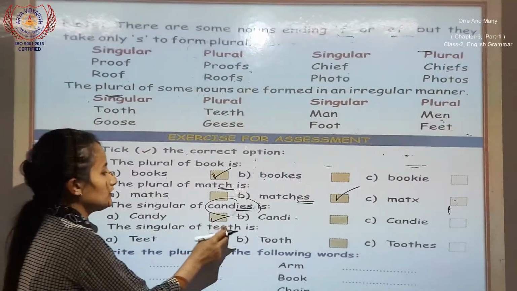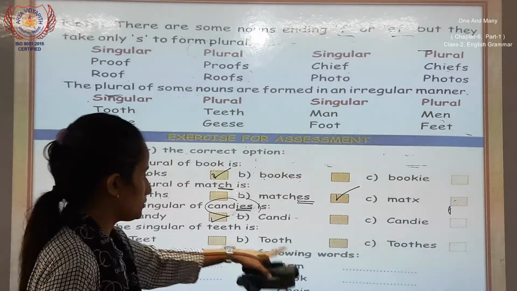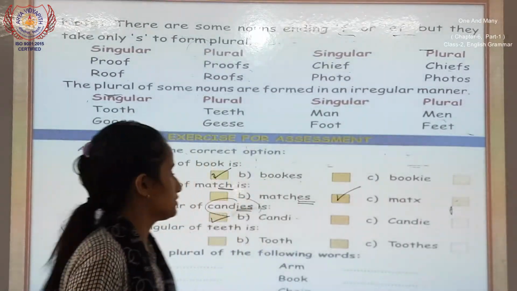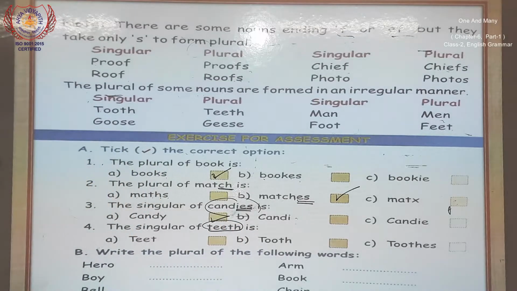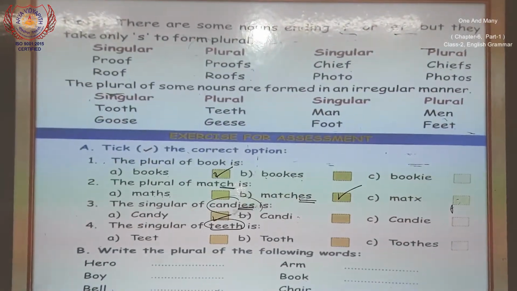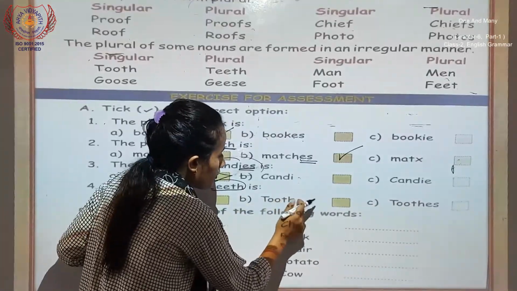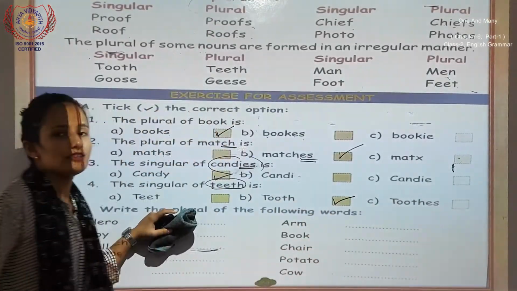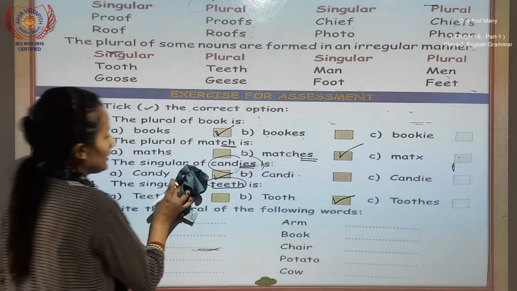The singular of teeth. Teet, or tooth? So this is a plural word, teeth. This is an irregular form. So tooth का है singular, tooth. This is the singular form. Okay. Now next you can see I have done this work.